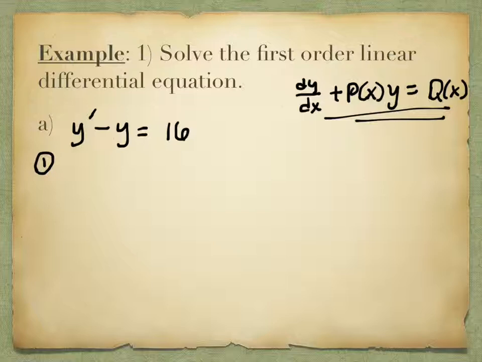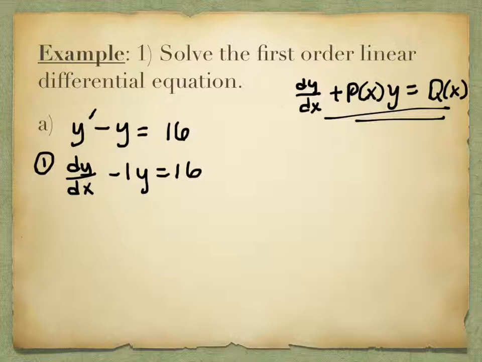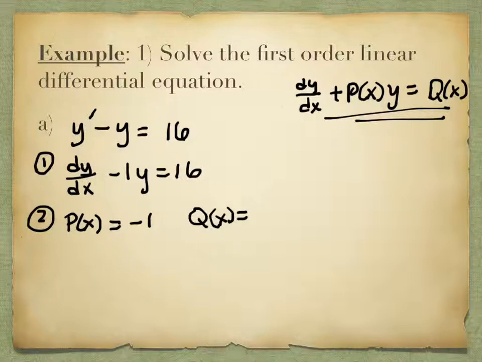Now, believe it or not, it's almost already in that form, right? So we're going to do a little bit of a rewrite, but this is dy over dx plus negative 1 times y equals 16. That's step 1, simply identifying it and writing it in the proper form. And on this one, it was almost there already. Step 2 is identifying what p of x is and what q of x is. So what is p of x in this problem? Negative 1. How friendly was that? And what is q of x? 16.